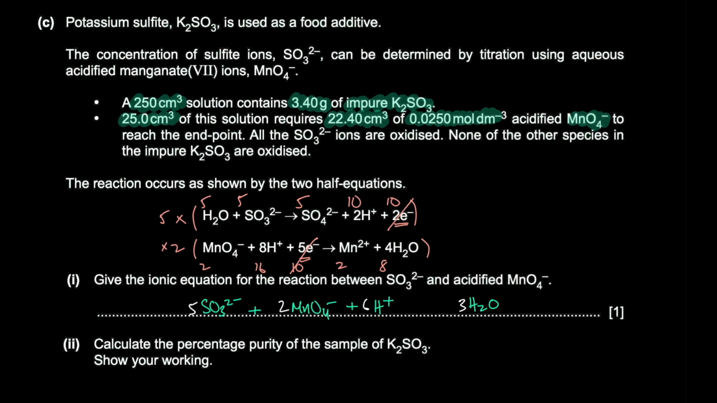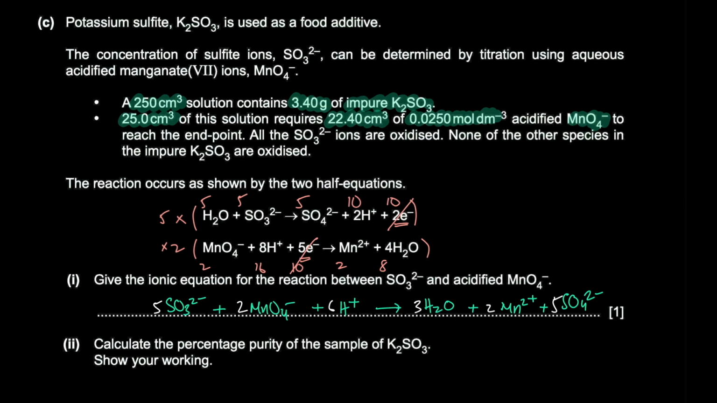And then for the products, we have 3H2O. We've already done the H2O. We have 2Mn2 plus and we have 5SO4 2 minus.